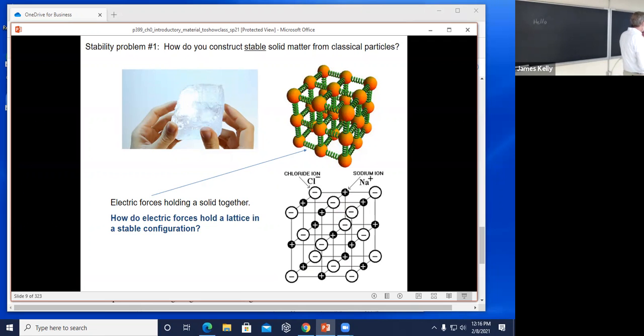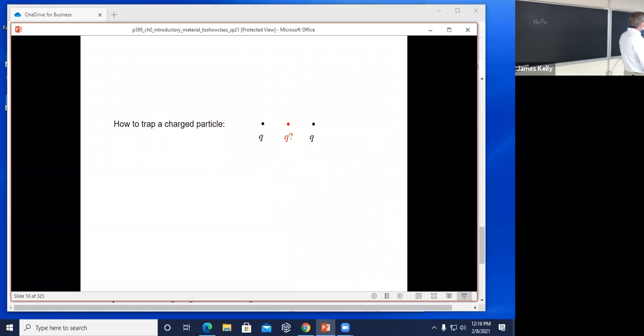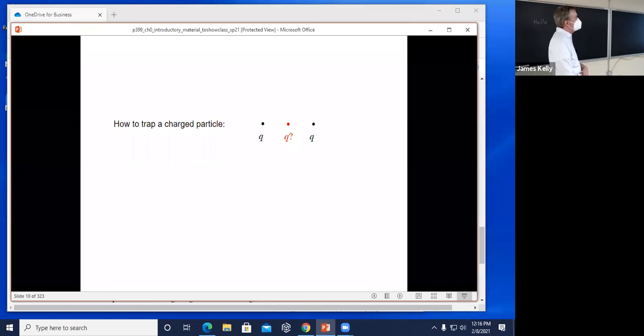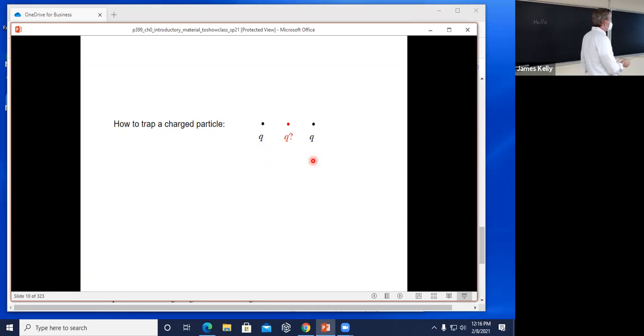So how do electric forces hold this in a stable configuration? Let's think about it step by step. Suppose I've got a positive point charge Q. I showed two of them in black, and let's imagine we pin those two charges down in space, so they're just fixed. And I want to place a third charge in the middle so we get a stable configuration.